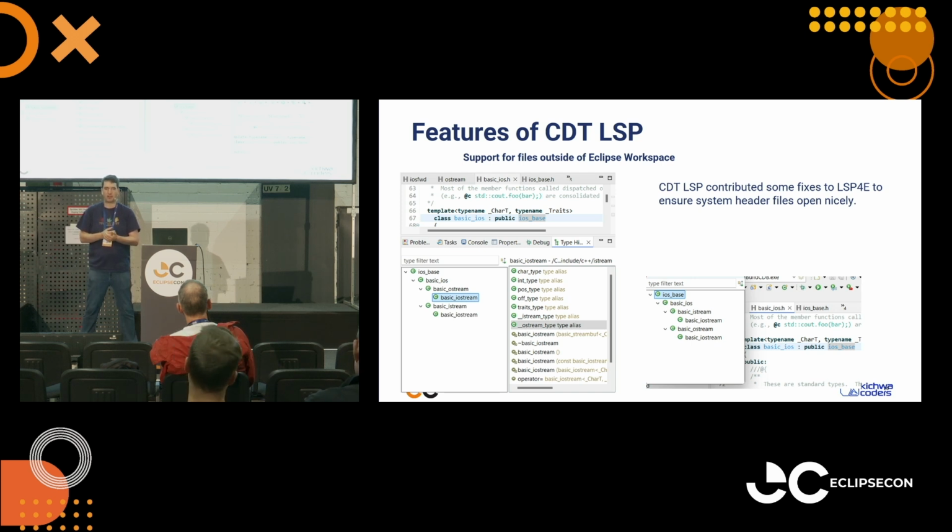Similarly, supporting files outside of the workspace in C and C++ is much more important than in many other languages. If you're working in JavaScript, everything's in your work tree. It's either known modules or it's in your source itself. With C++, you have header files. Those header files normally live in user include or some specific place that's outside your workspace. So making sure all that works is important, and some fixes have been put into LSP4E to make sure that's there.